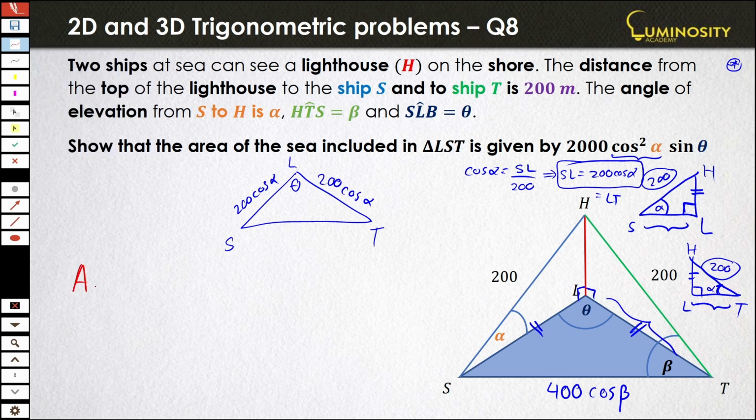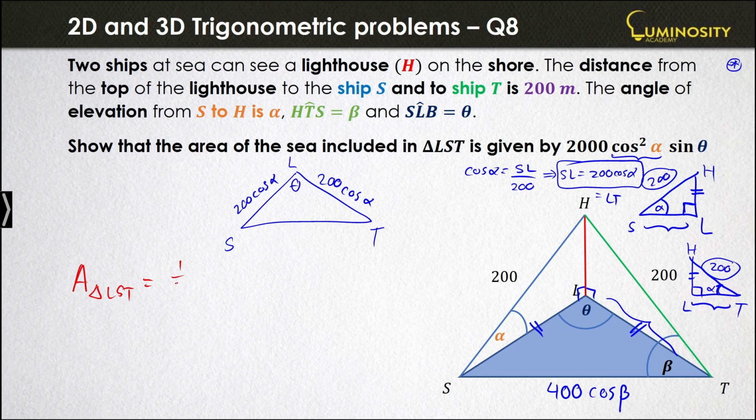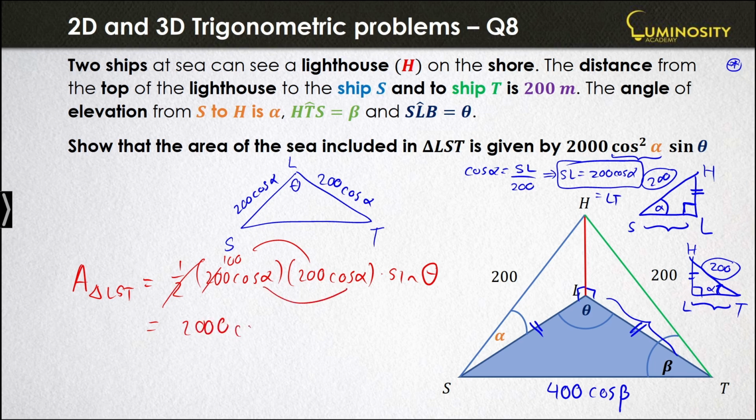So the area of this triangle LST is a half times the two sides, and then times sine of the angle included. Okay, so a half of 200 is going to give you 100, and then 100 times 200, that's going to give you 2000. Cos alpha times cos alpha is cos squared alpha times sine alpha. And that's exactly what we wanted to prove, that the area of this triangle LST can be expressed using that trigonometric expression. All right, so that's how we do this type of question. I'll see you in the next one.